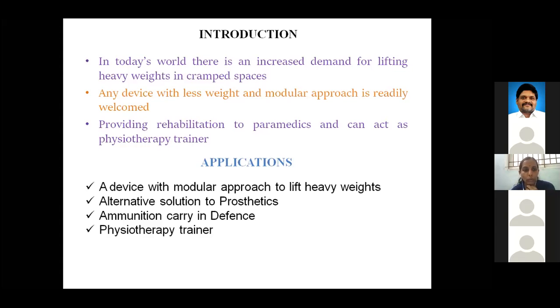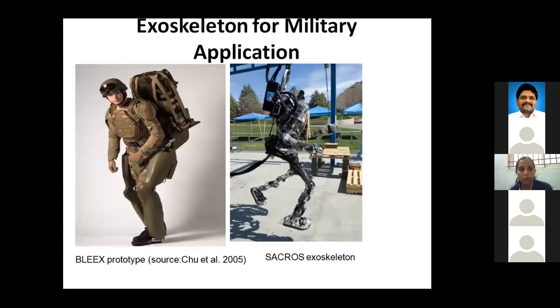The applications for these devices: it's a modular approach and it can lift heavy weights. It is an alternative solution for prosthesis, it can be used in defense, and it can be used as a physiotherapy trainer in a hospital. You can see some of the exoskeletal applications, such as the Sarcos exoskeleton, which is tested with the help of robots also. Here it is a crane, and these exoskeleton devices can be used to lift a heavy weight.